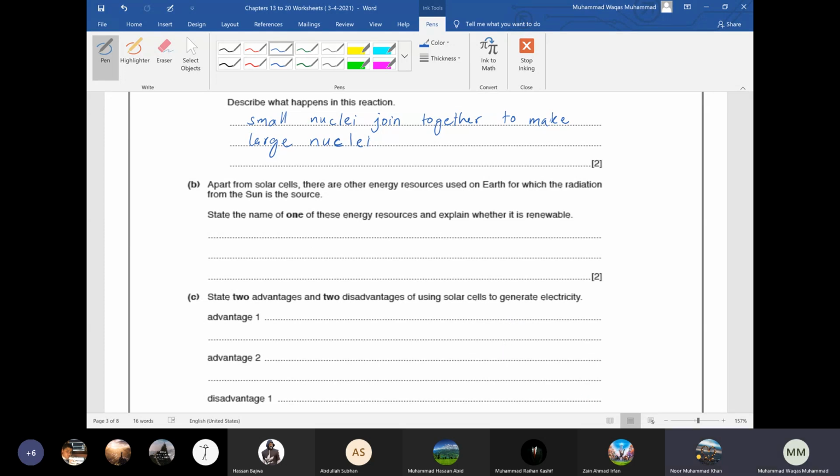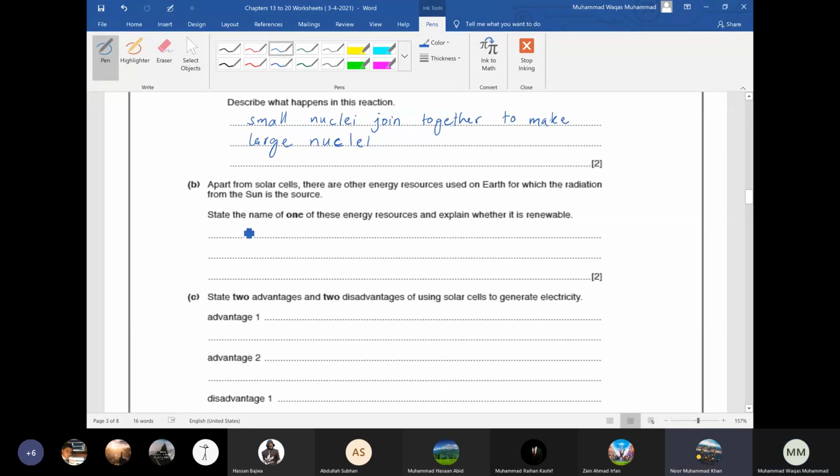Beta, getting my point or not? Yes, sir. Okay. Now, beta, apart from the solar cell, there are other energy sources used on Earth for which the radiation from the sun is the source. State the name of one of these energy resources and explain whether it is renewable. You can write wind energy, wave energy, fossil fuels, whatever you write. Then you have to tell whether it's renewable or non-renewable. So, beta, what are we going to write?